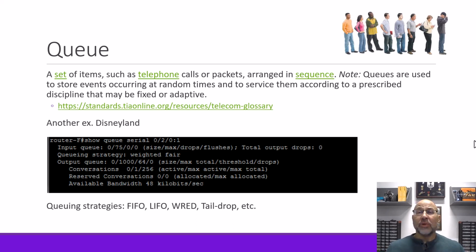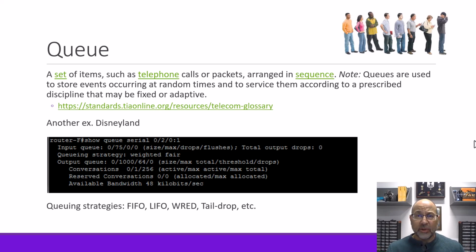Now, when we get to a device, the queue is used to store events occurring at random times and to service them according to a prescribed discipline that may be fixed or adaptive. Okay, what is all that about? Your traffic is flowing across a network. And let's say that we're talking about 1,000,000 packets. So a router is receiving, say, 1,000,000 packets per second.